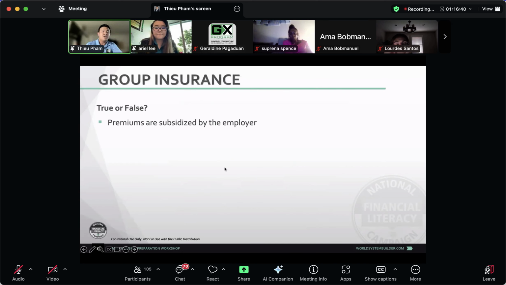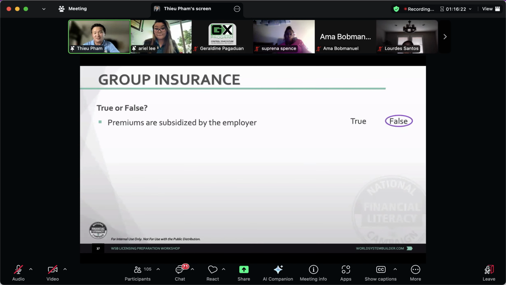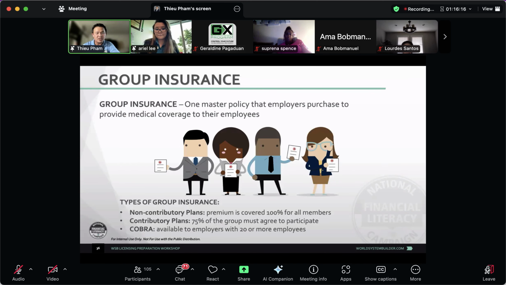Okay, true or false? Premiums are subsidized by the employer for these group insurance plans. True, yes. False. You go back to here. The premium is covered 100% for all members.